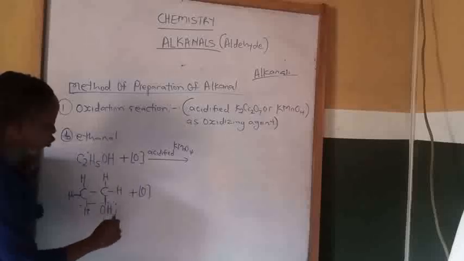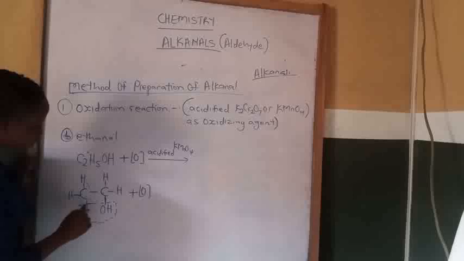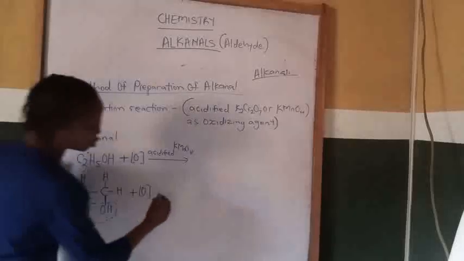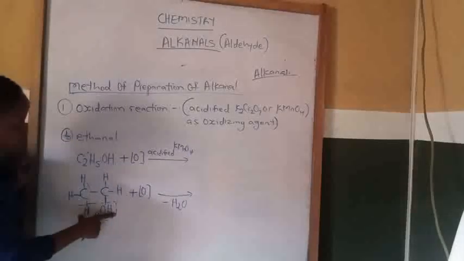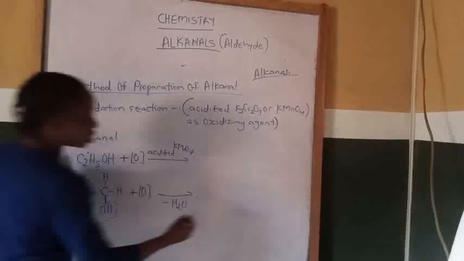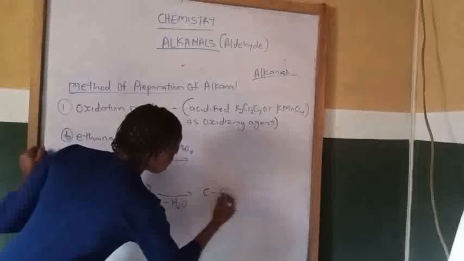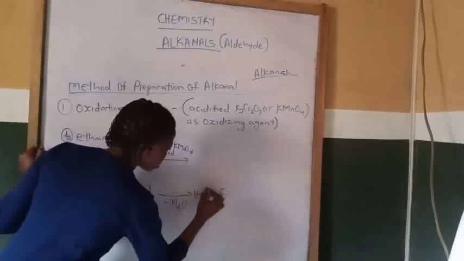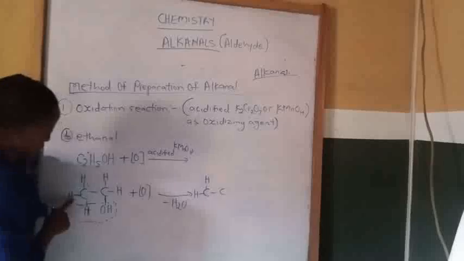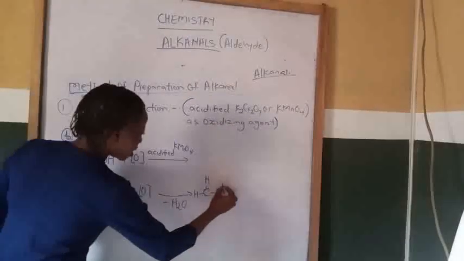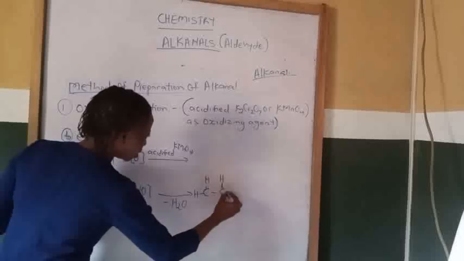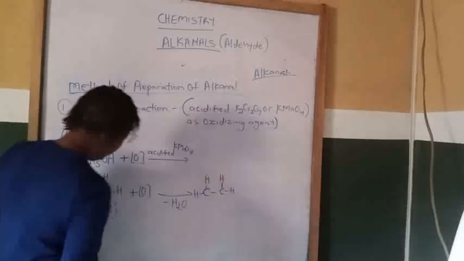So let's remove one water molecule. That is hydrogen and hydroxyl ion. That's a water molecule, so minus H2O. If I remove this water molecule, we'll be left with what? 2 carbon atoms and 4 hydrogen atoms. That's 1, 2. Here we have another H.